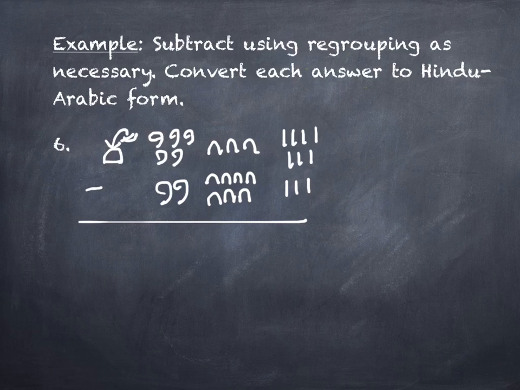So if I have, on the right-hand side, 7 strokes, and I take 3 strokes away, how many are left? 4.